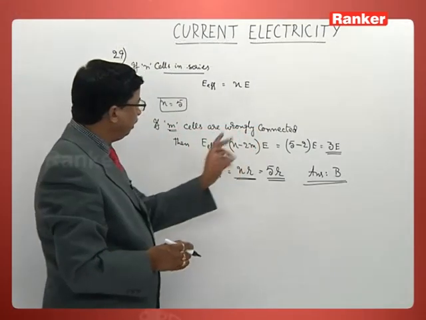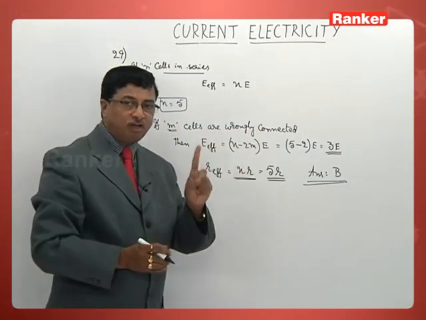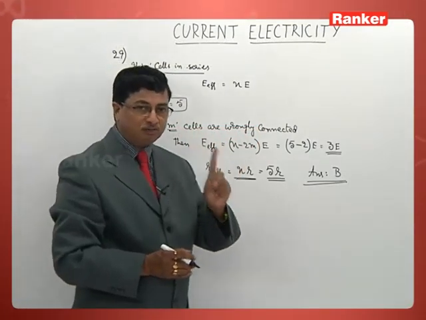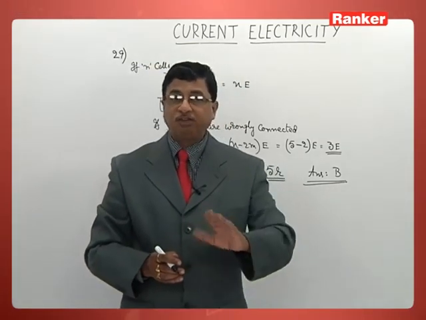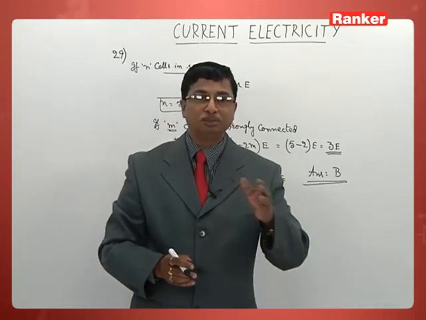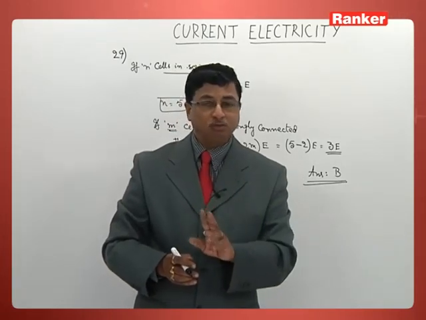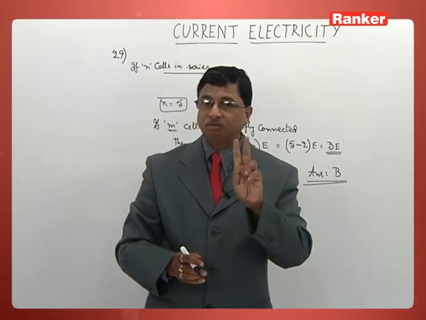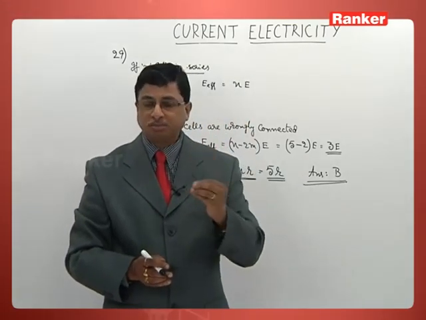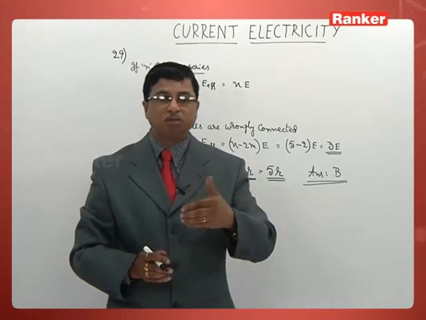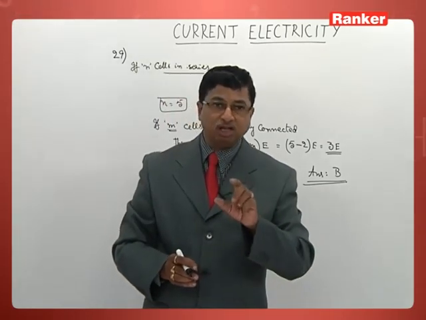So the only thing you should understand is when one cell is wrongly connected in any circuit by any chance, then that cell gets another cell also cancelled in terms of its EMF. So ultimately 2 cells will be off in terms of their EMF. That is the concept one should understand from this problem number 29 as such.